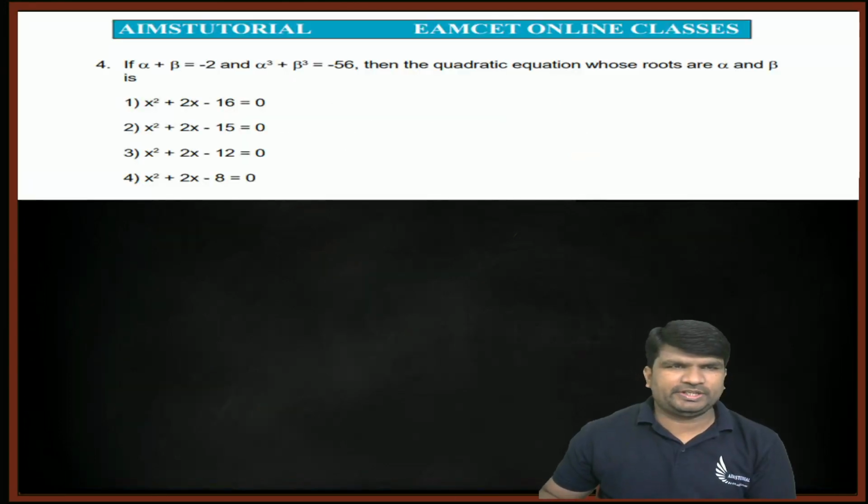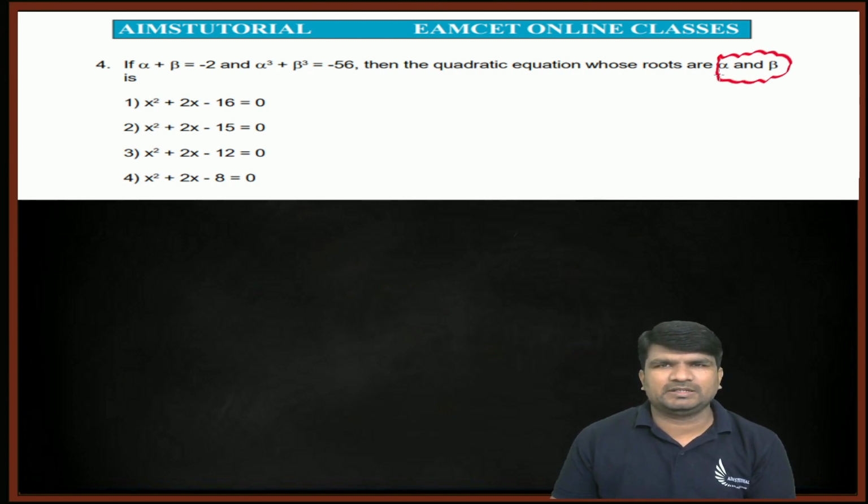Now, fourth question is, if alpha plus beta equals minus 2 and alpha cube plus beta cube equals minus 56, then find the quadratic equation whose roots are alpha and beta. So here we have to find the quadratic equation with roots alpha and beta. So what is the quadratic equation with roots alpha and beta? That is x square minus (alpha plus beta) into x plus alpha beta equals 0.